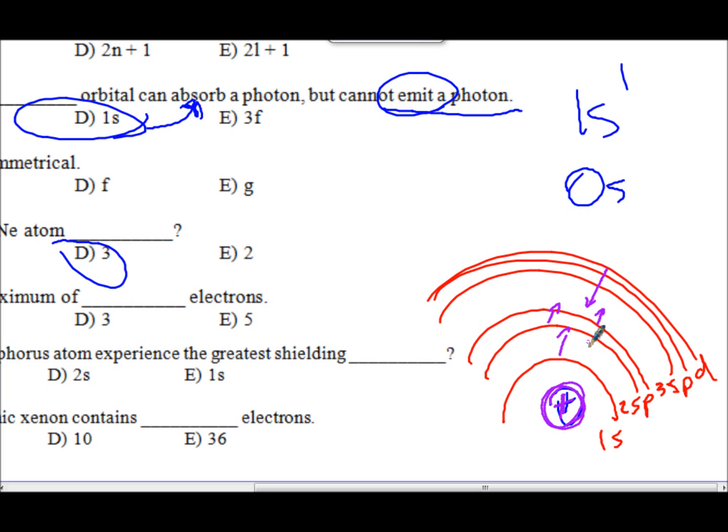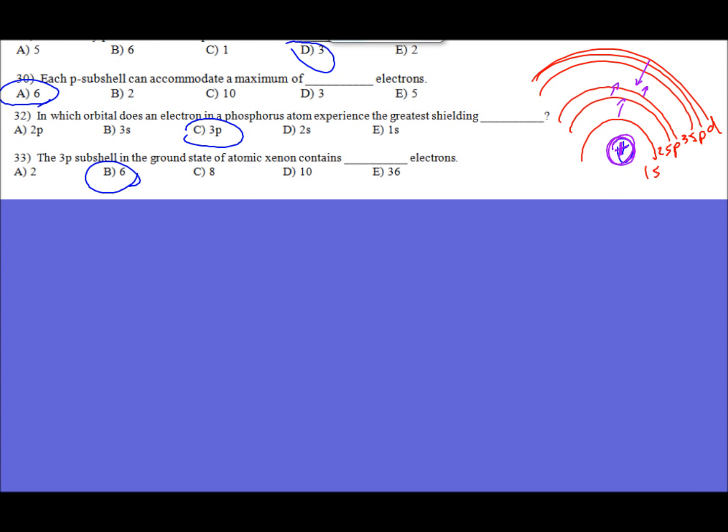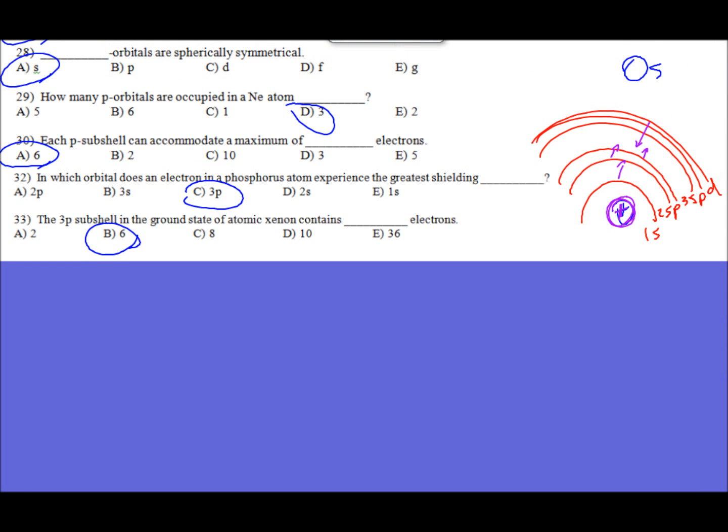So let's read this question more carefully now. In which orbital does an electron of phosphorus experience the greatest shielding? 1s would be really close. 2s is still pretty close. Phosphorus's outer shell is the 3p. That's the outer energy level. Phosphorus's configuration would be 1s2, 2s2, 2p6, 3s2, 3p3. So the last thing filling up is a 3p3, and it's going to be shielded by all of these others.